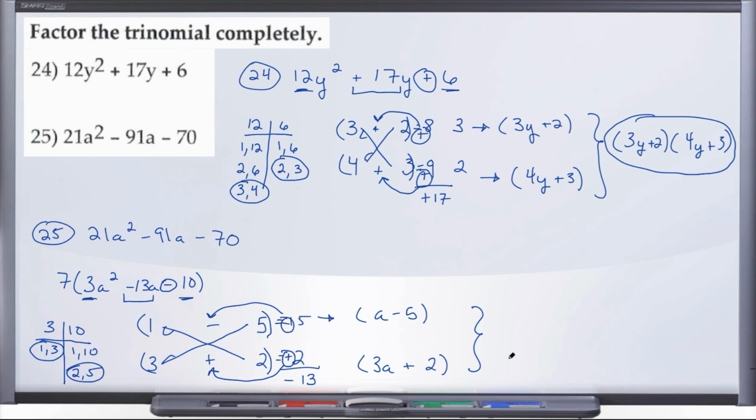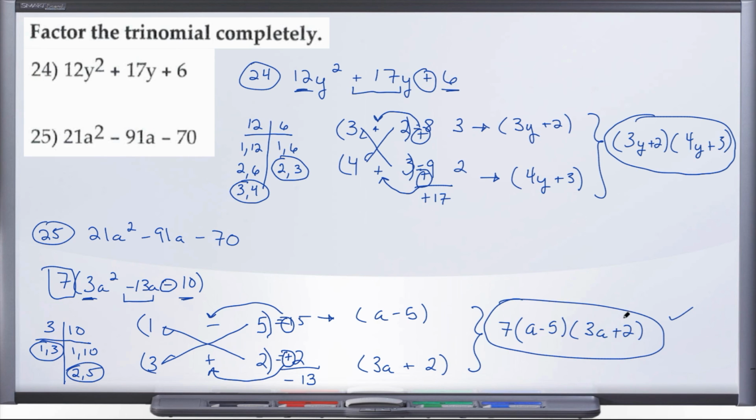And now let's go ahead and write this for the final time, but do not forget, look, we factored out a 7. That was our first step, right? What's the GCF? So do not forget to include that as part of your answer. So 7, and now the 2 factors of the trinomial that was left after we took out a 7. So we have a minus 5 and 3a plus 2. All right, and there you have it.